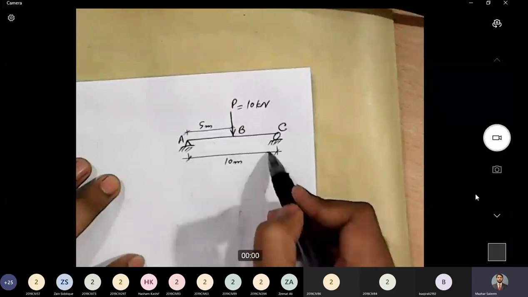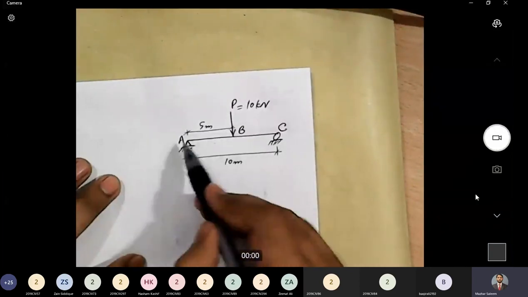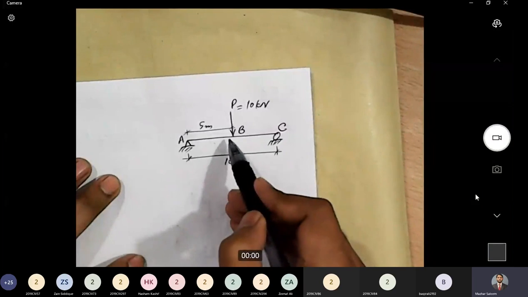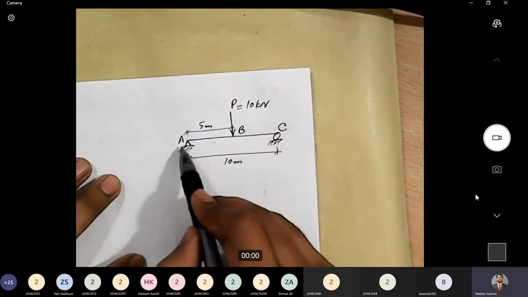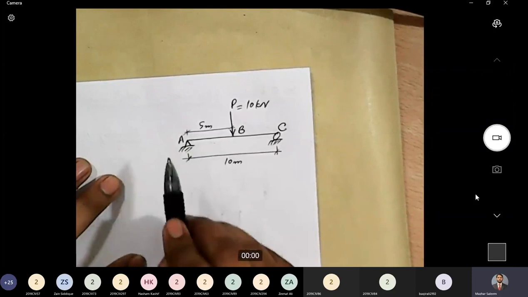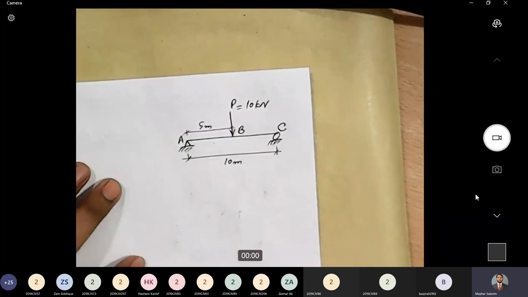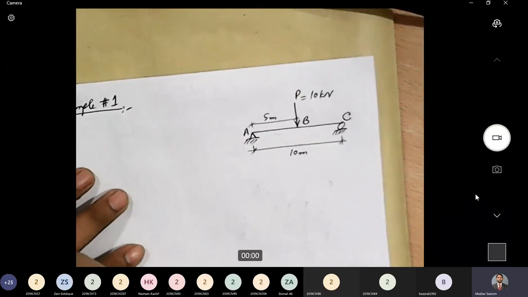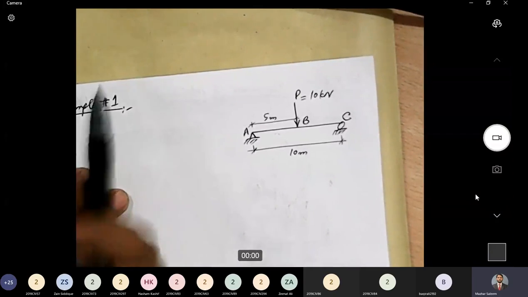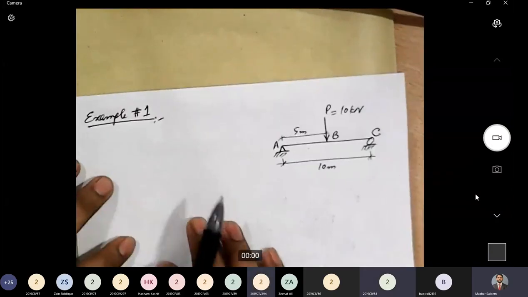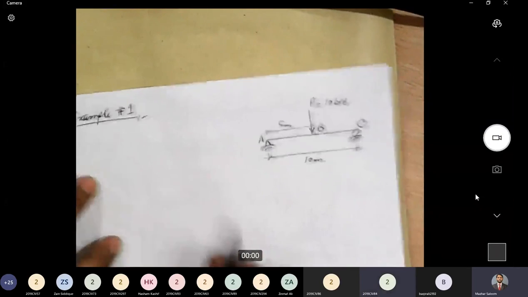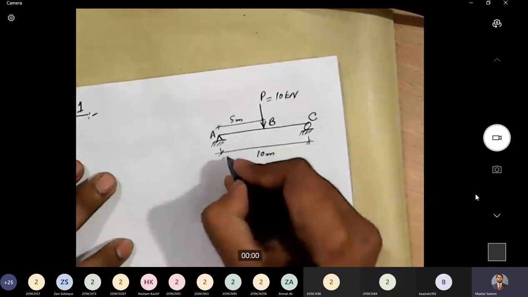10 meters is the span length, load is 10 kilonewton and it is acting at 5 meters from the left support as well as from the right support. This point is A, this point is B, and this point is C. Now, if we look at the steps of our beam solution, what is the first step? Anyone? Just read the first step. Sir, calculate the reactions. Calculate the reactions. That is our first step. Okay, so let's calculate the reactions.